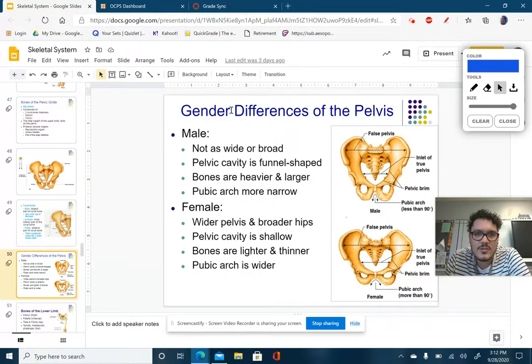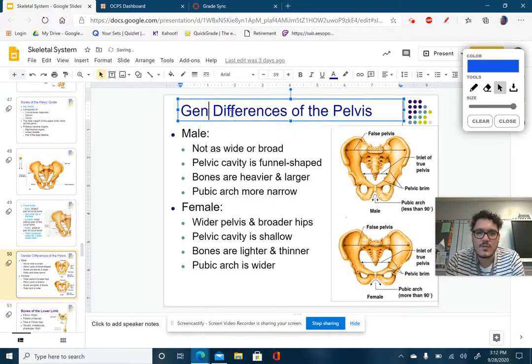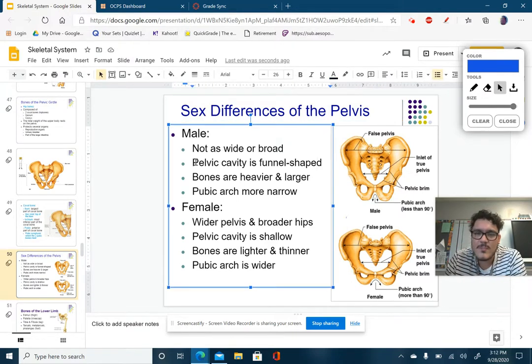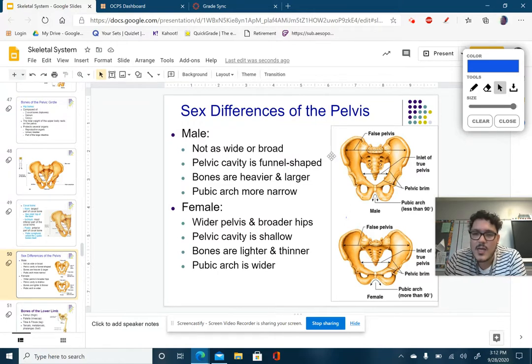Okay, there are some sex differences. Let me go ahead and change this real quick. We'll talk more about this in future videos. There is a difference between gender and sex, so that should be clarified. But with the sex differences of the pelvis in men and women, we do observe some differences that should be noticed and noted. In men, the pelvis is not as wide or broad. Pelvic cavity is funnel-shaped. Bones are heavier and larger. Pubic arch is more narrow, less than 90 degrees.